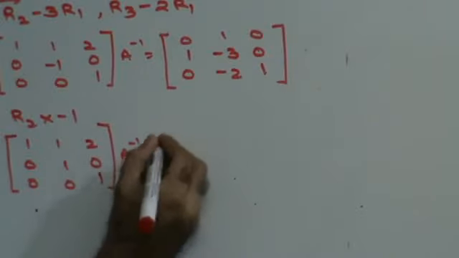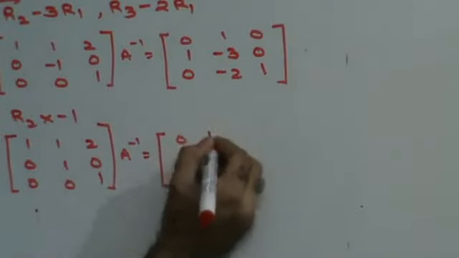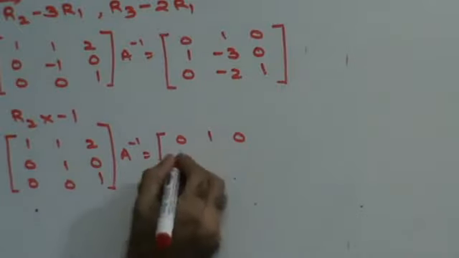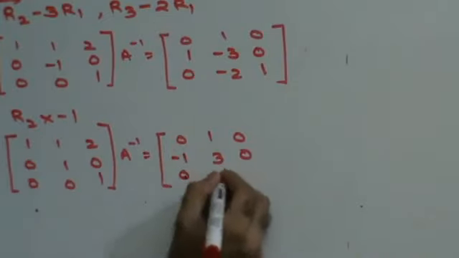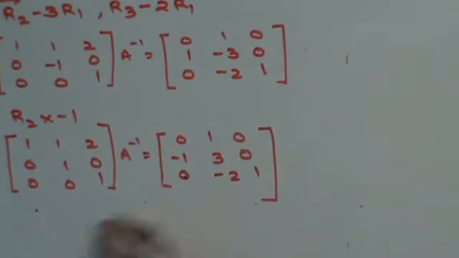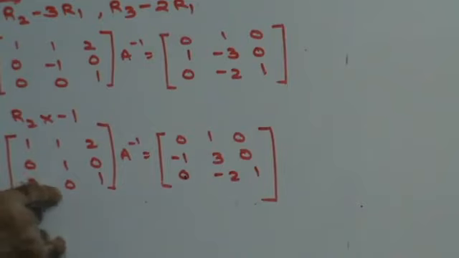into A inverse is 0, 1, 0, minus 1, 3, 0. Since I'm multiplying by minus 1, all the signs will reverse. 0, minus 2, 1. This number should have been 0, it is 0. I want to make this number as 0. Where is this number? In R1.